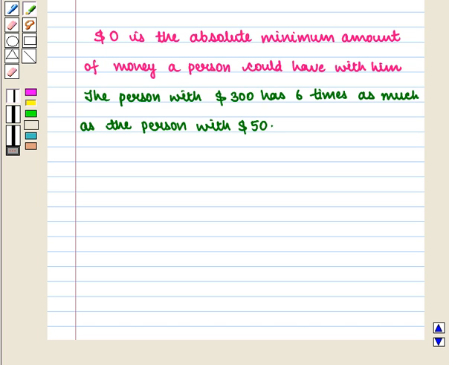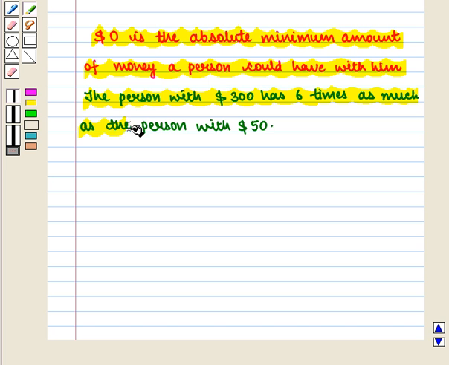Now, we can also calculate ratios based on this data, because $0 is the absolute minimum amount of money a person could have with him. The person with $300 has 6 times as much as the person with $50.